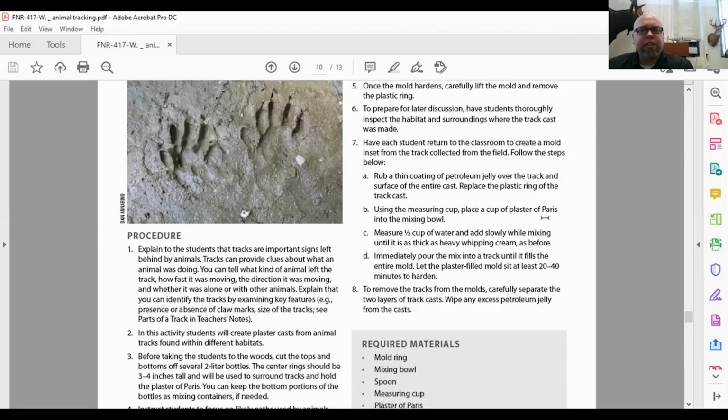How you want to introduce this particular lesson to your students. Again, you want to explain to the students that tracks are important signs left behind by animals, and they provide clues about what an animal is doing. These clues might indicate how fast the animal was moving, the direction it was moving, whether it was by itself or with additional animals, perhaps different species. And again, you can explain to students that you can identify these tracks by examining those key features that were described in the webinar, Animal Tracks Part 1.